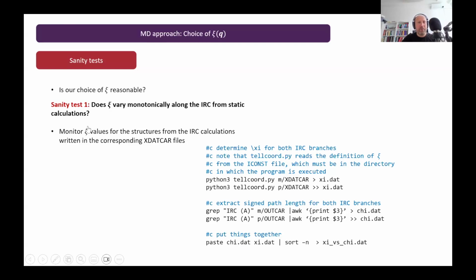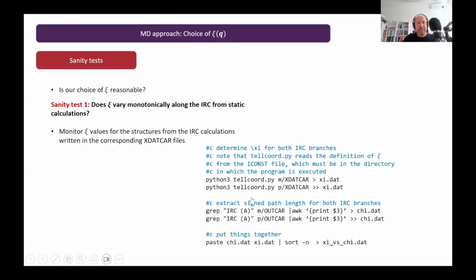So in other words, all I do is simply monitor the value of Xi using the structures defined in the XDATCAR file generated by the IRC kind of calculation. So this is how I do this. Imagine that my 2 calculations for the negative and positive branch of IRC are organized in subdirectories M and P. Here I have the XDATCAR and OUTCAR files. Then I use this utility to read structures from XDATCAR and compute the value of the coordinate defined in the ICONST file, and I store it in the file xi.dat. Then I do the same for the positive branch.